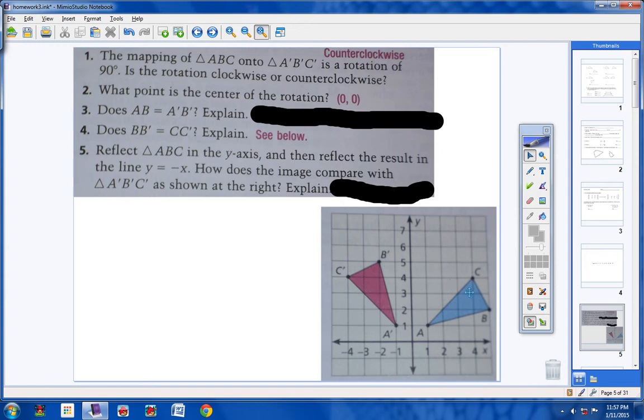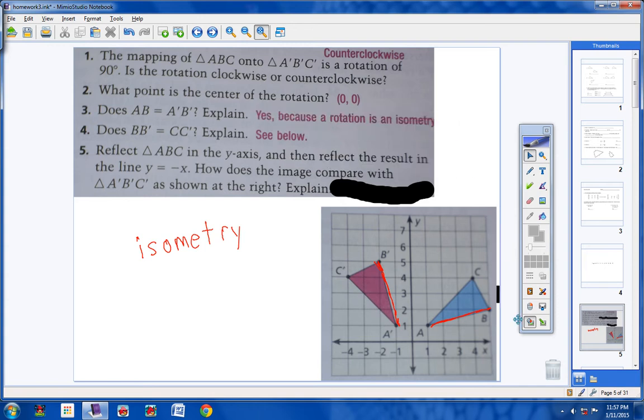Does AB equal A prime, B prime? So, does AB, this length here, equal this length here? Well, guys, think about it. This is a rotation, and rotations are an isometry. In other words, the figure does not get changed. It doesn't get stretched. It doesn't get shrunk. It just gets moved around, okay? So, yes, this length here stays the same as this here. They're definitely the same length because we have an isometry.